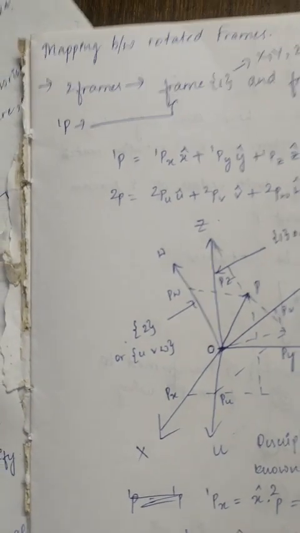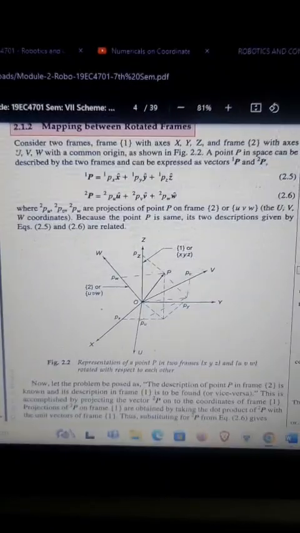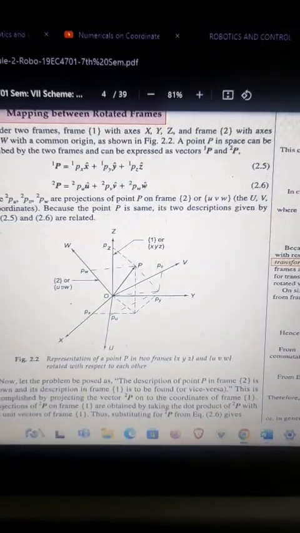Today we are going to learn about mapping between rotated frames. This is the topic, mapping between rotated frames. This diagram which is here, I have written it in a bigger way and I'm going to show it to you. So this is the diagram which is given over there.